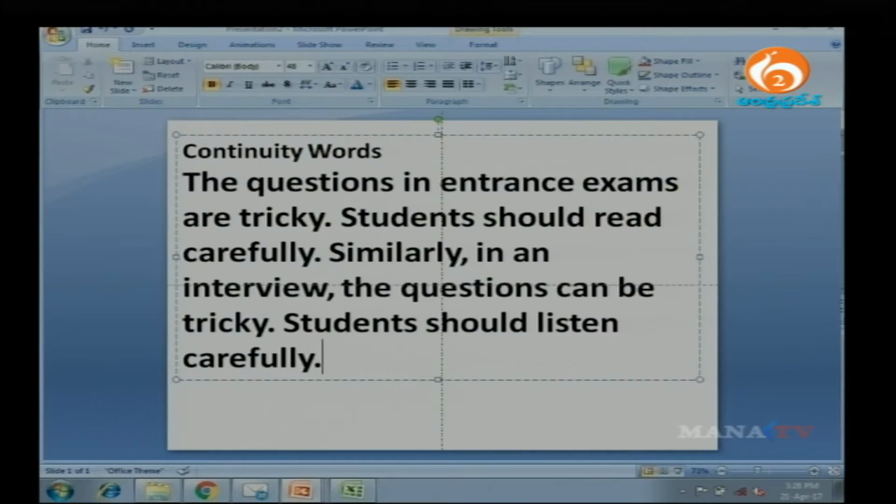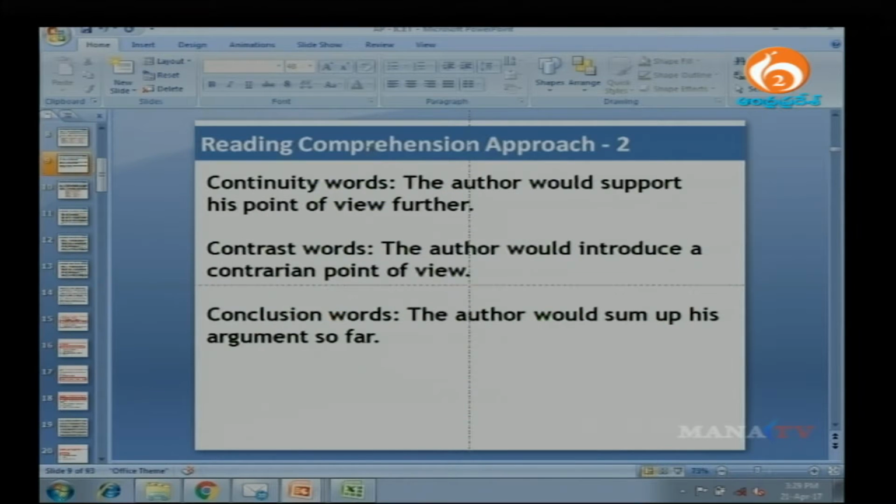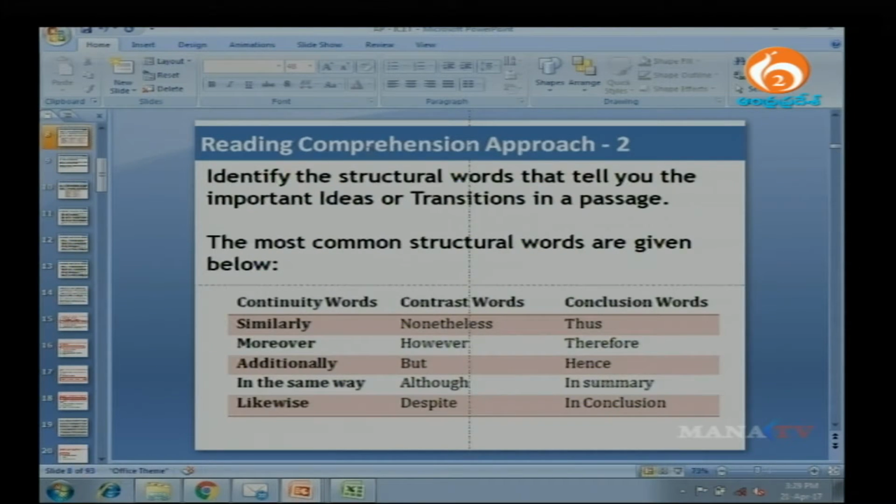All right. So, I said this: the questions in entrance exams are tricky. Students should read carefully. Similarly, in an interview, the questions can be tricky. The students should listen carefully. So, the first one I said should read carefully, then I am saying listen carefully, but I am basically saying your entrance exam is just like your interview. So, what do we mean by continuity words? It says the author would support his point of view further. So, basically he is saying the same thing, he is supporting it. Another example: moreover, additionally, in the same way, likewise. So, these are all continuity words.